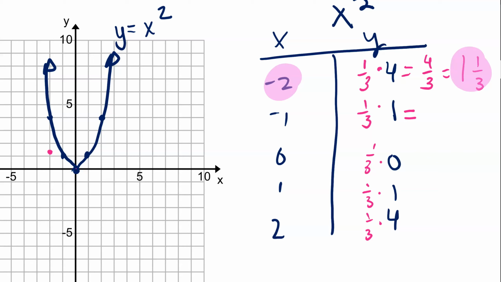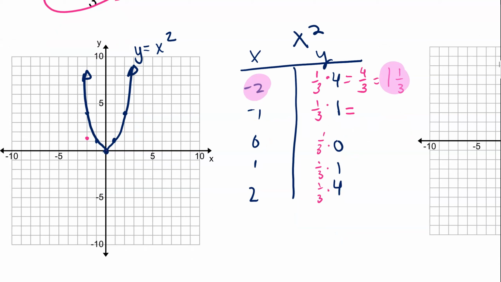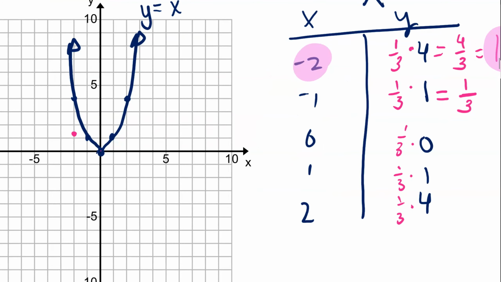So those are the 5 points we selected at the beginning of 4.7 for our parent function. These are always going to be the ones you start with: -2, -1, 0, 1, 2, for when we're graphing transformations. All right, so 1/3 times 1 is just going to be a third. So I have to go to -1, comma, a third. So I go to -1 and about a third of the way up.